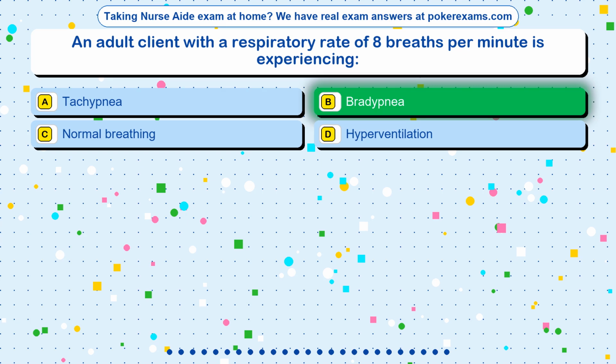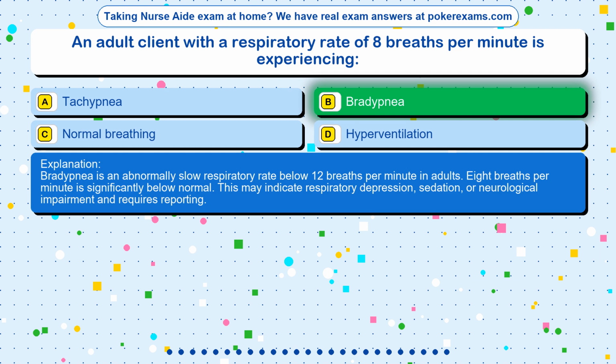The correct answer is option B, bradypnea. Bradypnea is an abnormally slow respiratory rate below 12 breaths per minute in adults. 8 breaths per minute is significantly below normal. This may indicate respiratory depression, sedation, or neurological impairment and requires reporting.